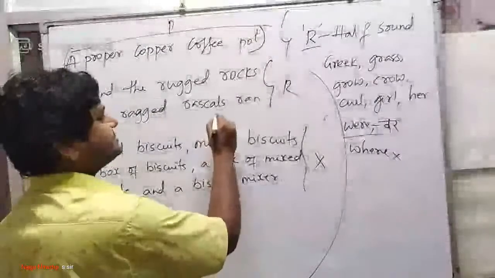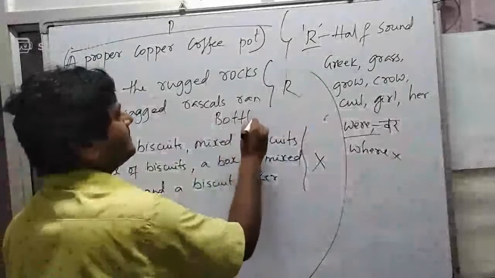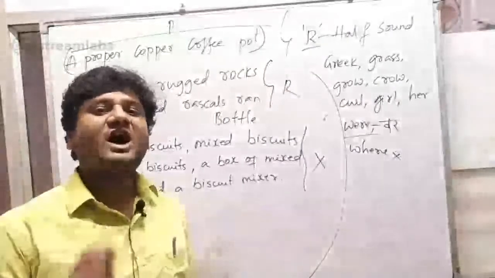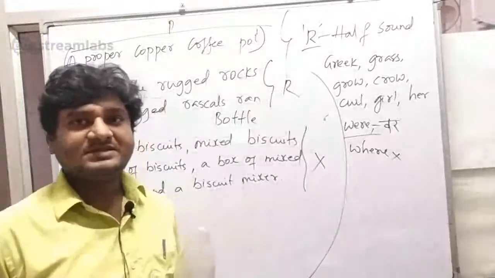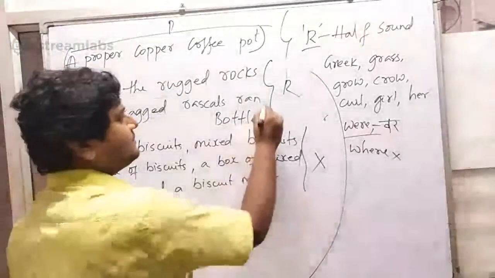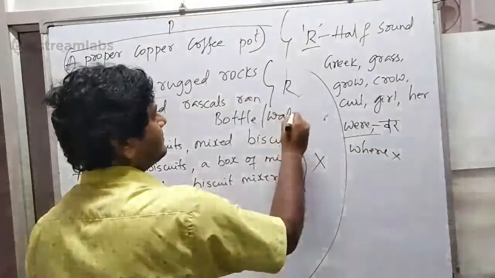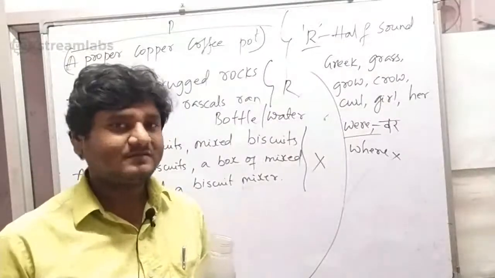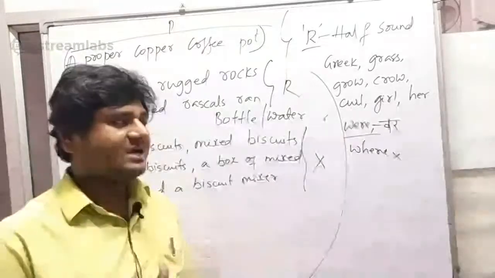How do you pronounce? Bottle. T sound half. Bottle. Then how do you pronounce? Water. Don't say water. Water. T, half sound.